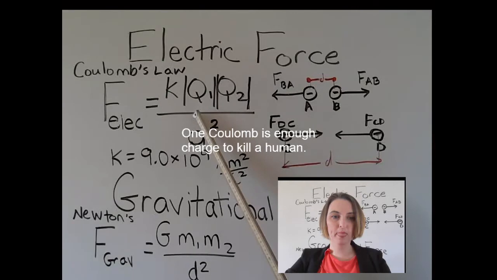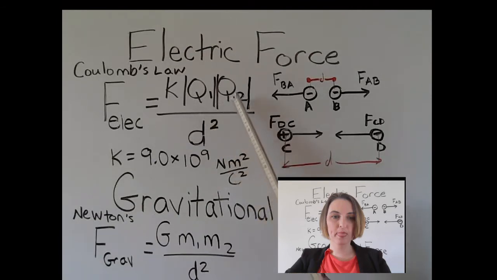A coulomb is such a large quantity, we often express it as 1 coulomb equals 10 to the 6 microcoulombs. So you're going to see charge being expressed in microcoulombs or nanocoulombs. 1 nanocoulomb would be 1 times 10 to the negative 9 coulombs.